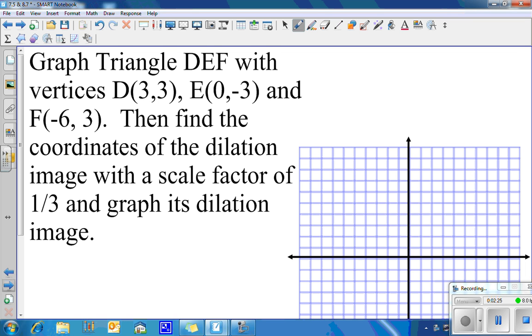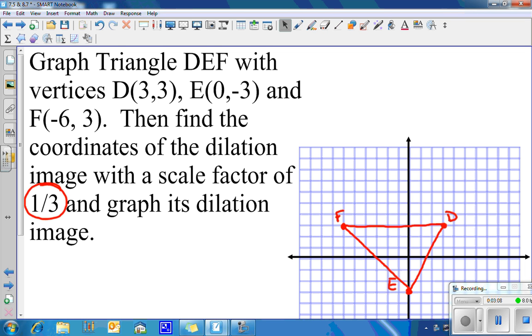So if we graph the triangle DEF with the vertices 3, 3 for D, E is at 0, negative 3, and F is at negative 6, positive 3. And connect the points because it's a triangle. We're going to find the coordinates of the dilation with a scale factor of 1/3. 1/3 is a decimal, 0.33 repeating. It's less than 1, greater than 0, so that means it's going to get smaller.